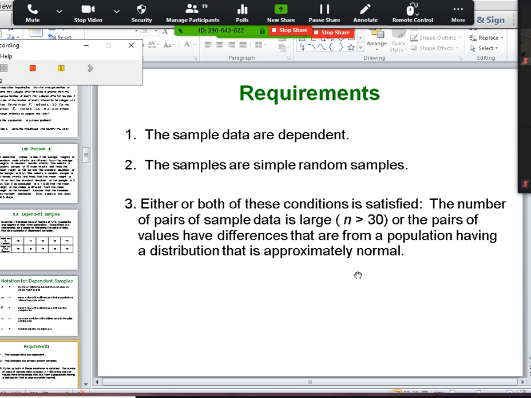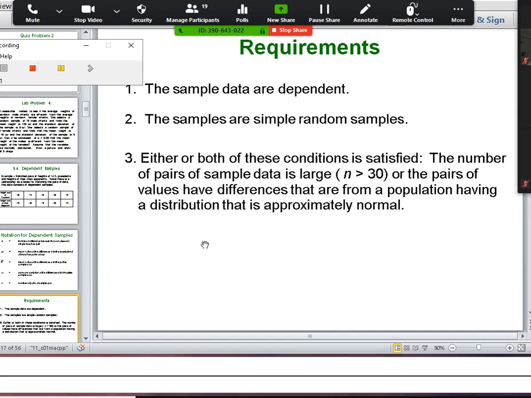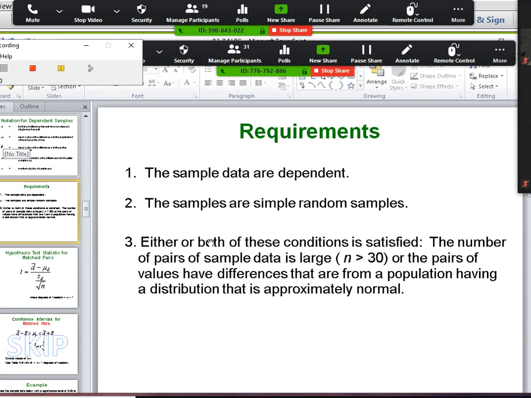The requirements are pretty straightforward. Samples are dependent. In other words, whoever you pick from the first one, you've got to pick the second one to match up with those. And then they're simple random samples, and you either have to have at least 30 pairs, or they have to be approximately normally distributed. Okay.